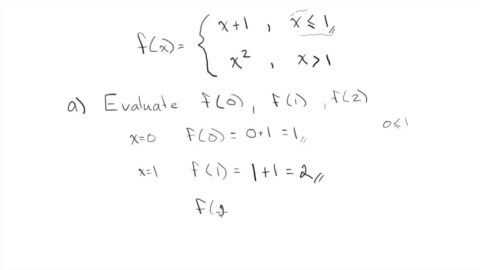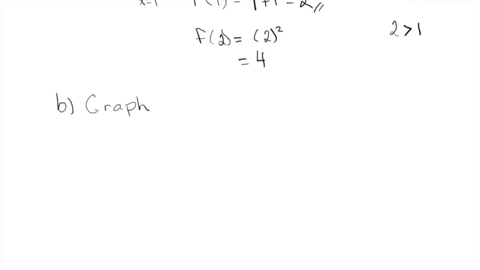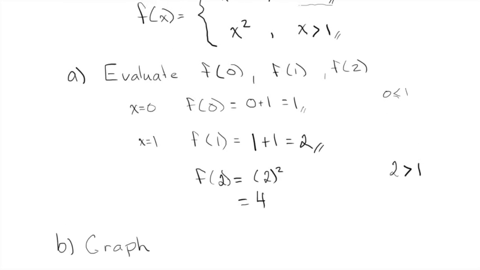F at 2. Now x is equal to 2. Now we fall under this piece, because 2 is obviously bigger than 1. So we're using the equation x squared. Since x is 2, we have 2 squared, which is equal to 4. So f at 2 is equal to 4. That's how you evaluate points of a piecewise function. You decide which piece you're on, which equation you need to use, and then evaluate it like you would a normal function.